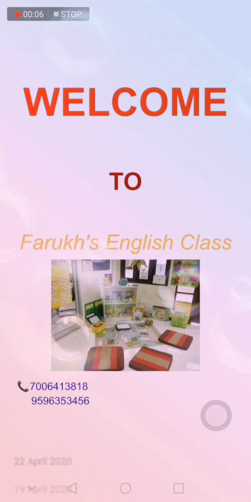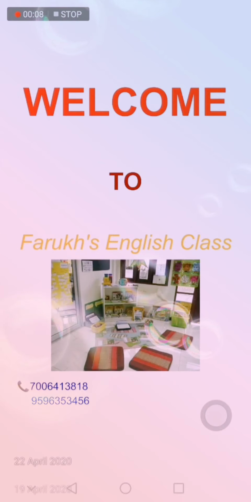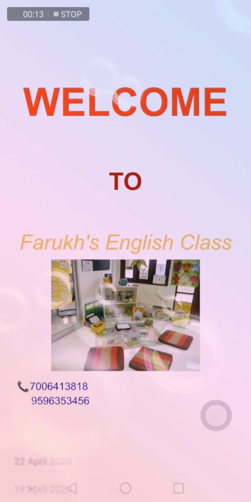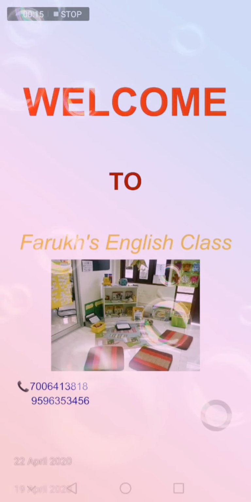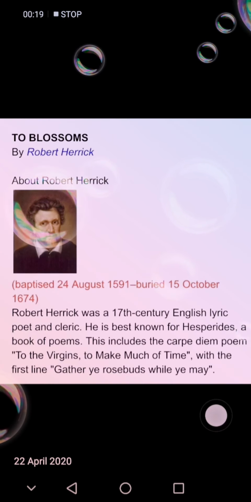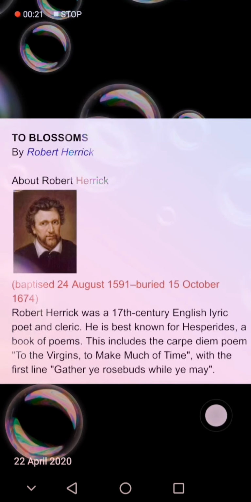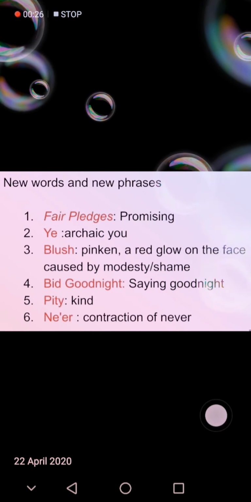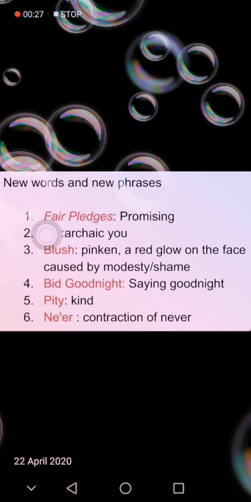So if you remember, we're doing a poem, To Blossom, written by Robert Herrick. In the first video, we talked about Robert Herrick in brief, like you see in the picture. And before going to the poem, we have some new words we'll be encountering in the poem. First word is fair pledge, promising.